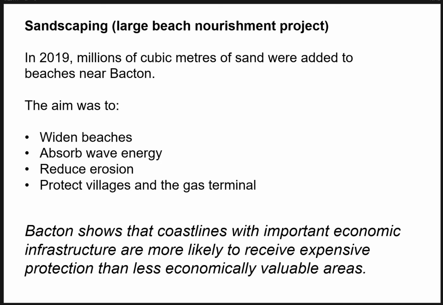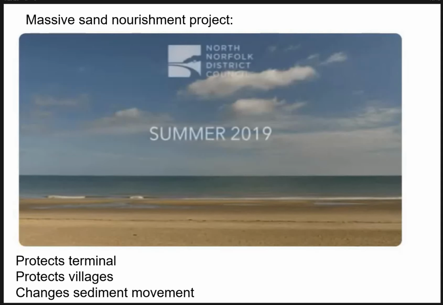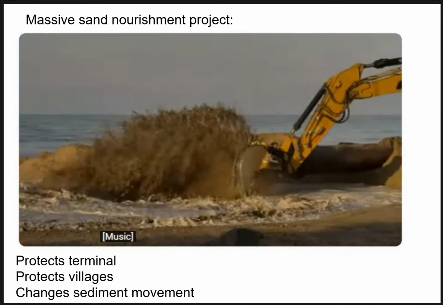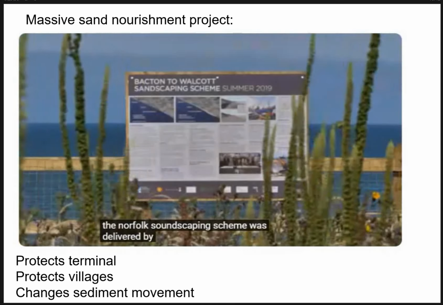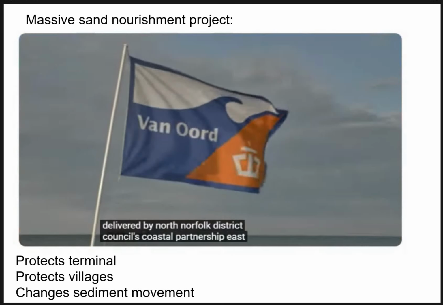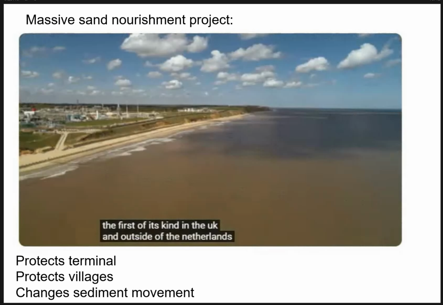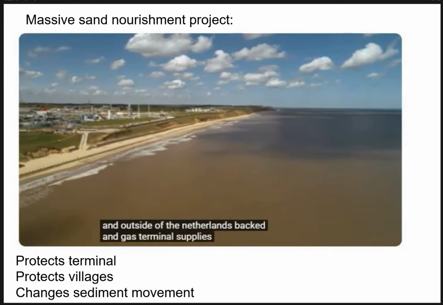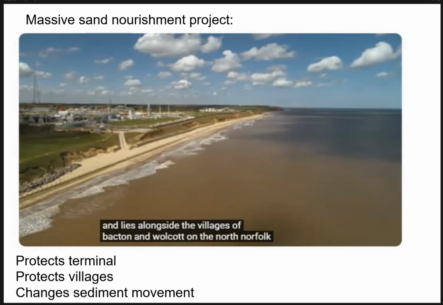Designed to protect the terminal, the villages, and change the sediment movement. The Norfolk Sandscaping scheme was delivered by North Norfolk District Council's Coastal Partnership East team on behalf of the project partners, and is the first of its kind in the UK and outside of the Netherlands. Bacton Gas Terminal supplies up to a third of the UK's gas demand and lies alongside the villages of Bacton and Walcott on the North Norfolk coast.